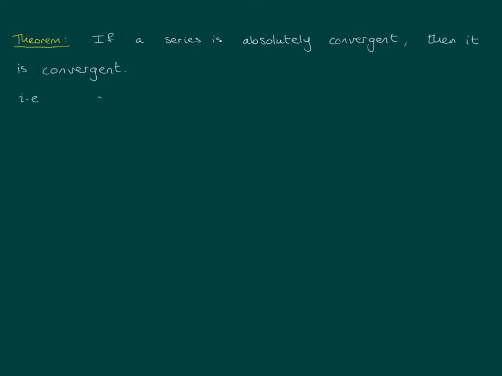Okay, so we'll move on to our first theorem. If a series is absolutely convergent, then it is convergent. Okay, so what this theorem says is that absolute convergence is stronger than convergence. If you converge absolutely, you also converge.